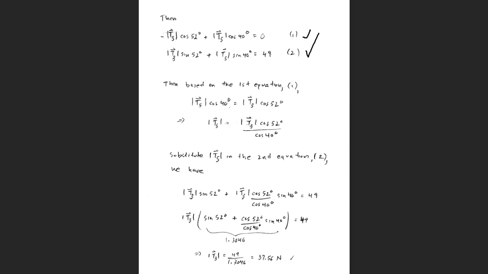And so now we have two equations with two unknowns, two variables: the length of the T3 vector and the length of the T5 vector. So we can solve. What I choose to do is use substitution. Based on the first equation, I solve for the length of T5, and then I'm going to substitute that expression.